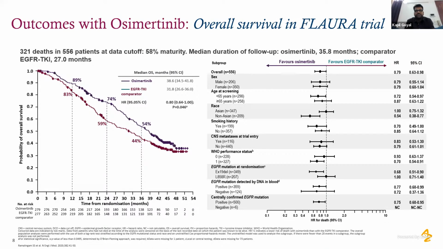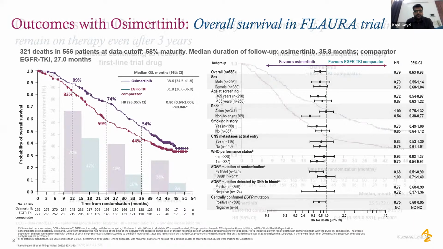If we look at the OS data, now we have 4-year data of overall survival. We see that the survival advantage is maintained, with the median overall survival being 38.6 months compared to only 32 months with the EGFR TKI comparator arm, with a hazard ratio of 0.80, which is just about statistically significant. The curves which separated initially later seem to merge, but they are still separated. If we look at the forest plot, in most of the subgroups this significance is maintained.